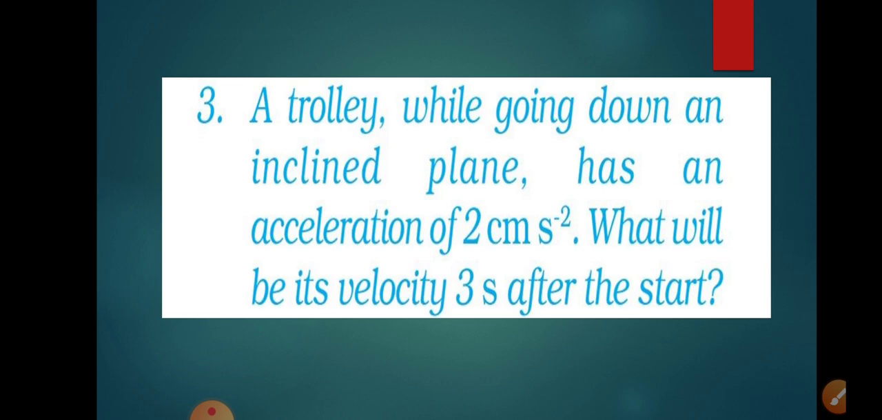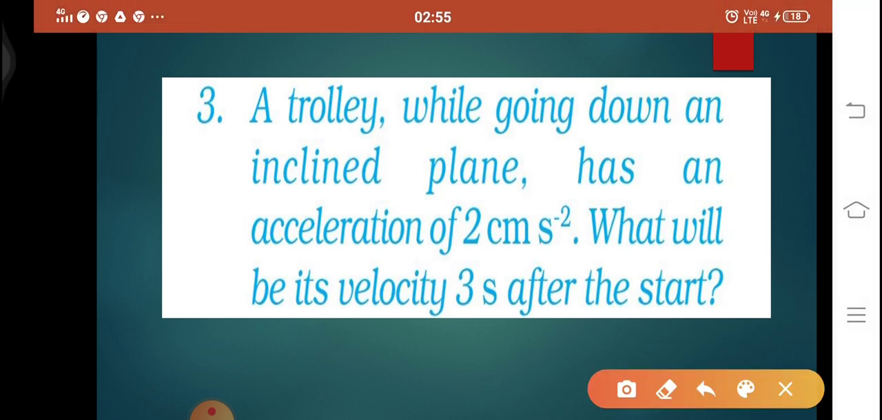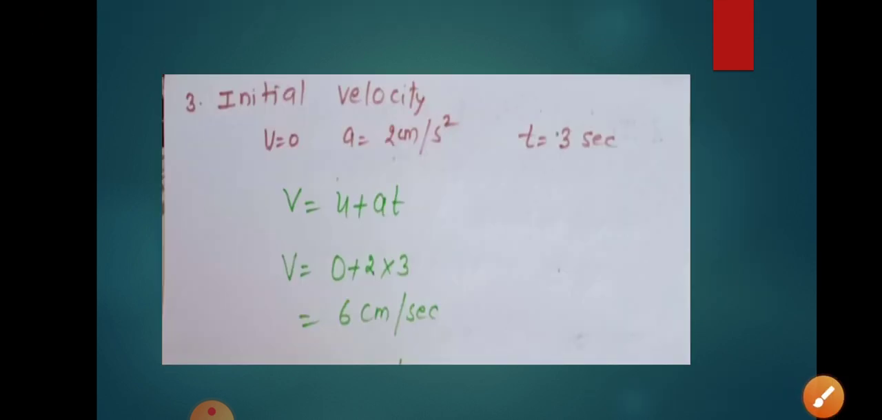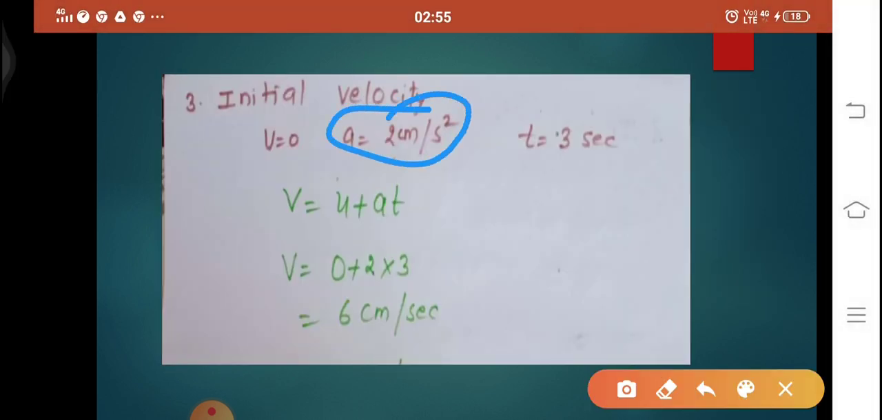Now we have to calculate velocity in this question. So we will use... and what is given here? Acceleration is given, time is given, but we have to calculate velocity. And going down, so going down means the acceleration will be positive. Initial velocity is 0. So we will use v equal to u plus at.